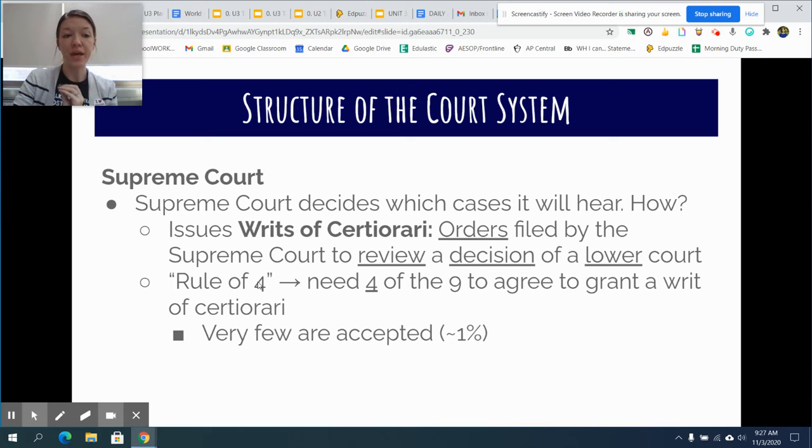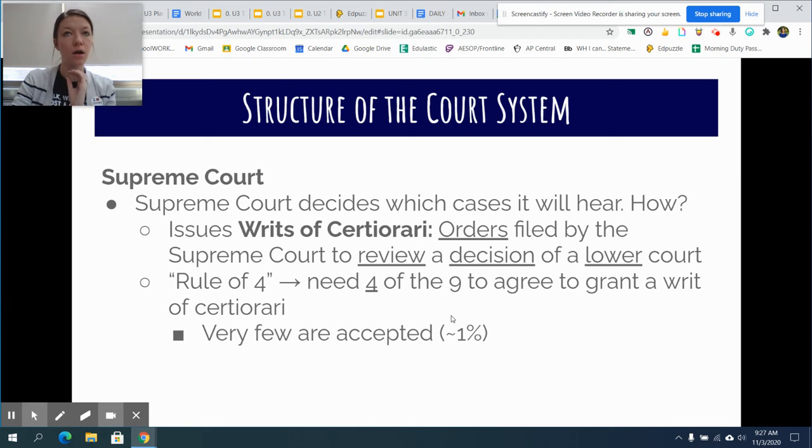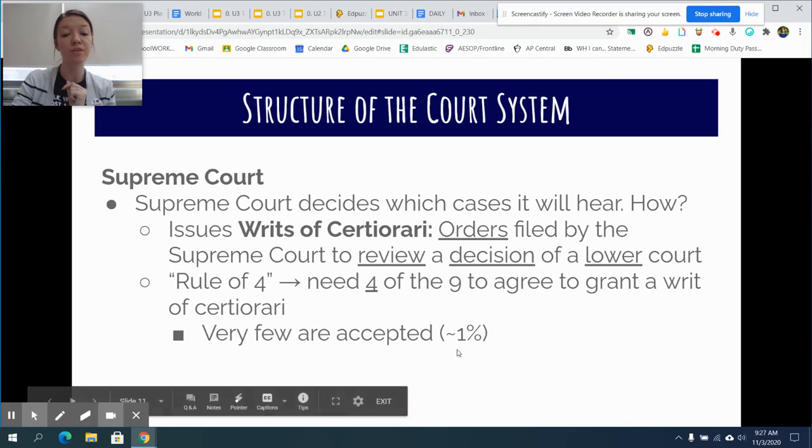Very, very few cases are actually heard by the Supreme Court. Like I'm talking less than 1%. Like last year, the Supreme Court heard 80 cases. There were 8,000 submitted to the Supreme Court to be heard. They heard 80. Okay, so it's very, very minimal, the number of cases that they hear.